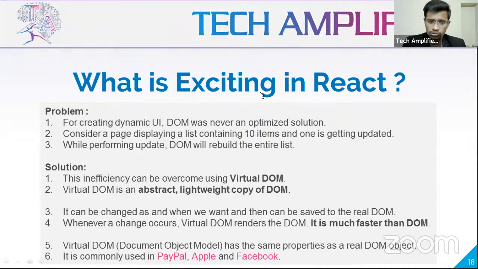DOM is not an optimized solution, because if you want to change one record, DOM will reload again, and it will consume a lot of time, and a lot of resources will be consumed. So while performing an update, DOM will rebuild the entire list. That's the problem. Okay, so now what is the solution to it?